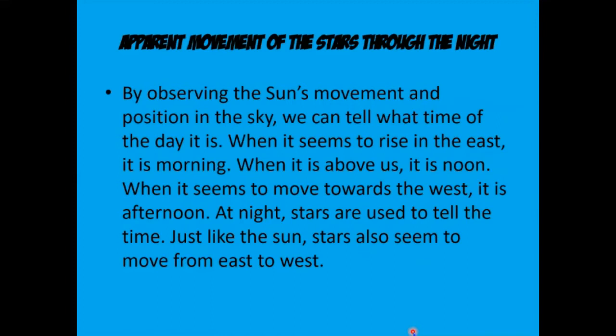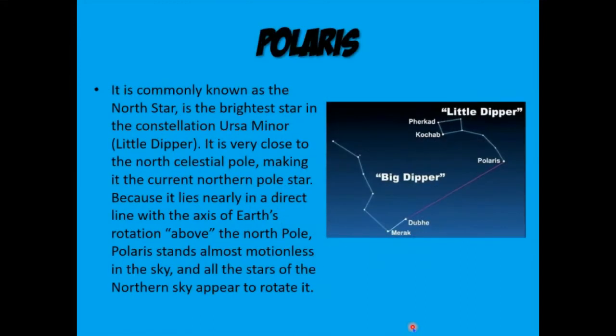And at night, the stars are used to tell the time. Just like the sun, the stars also seem to move from east to west. In terms of Polaris, it is commonly known as the North Star, the brightest star in the constellation of Ursa Minor, which is the Little Dipper. It is very close to the North Celestial Pole, making it the current northern pole star.